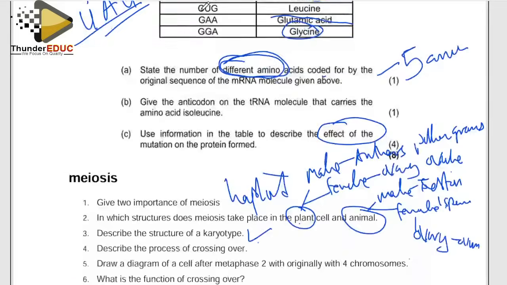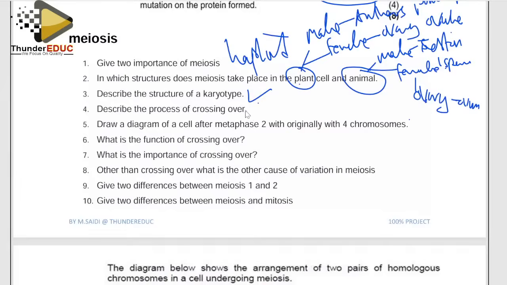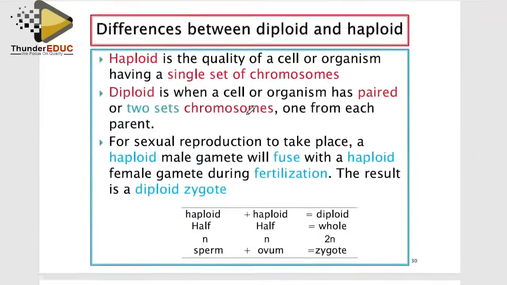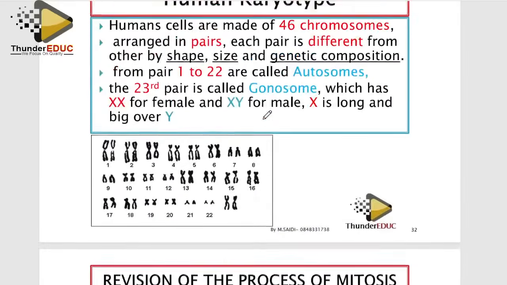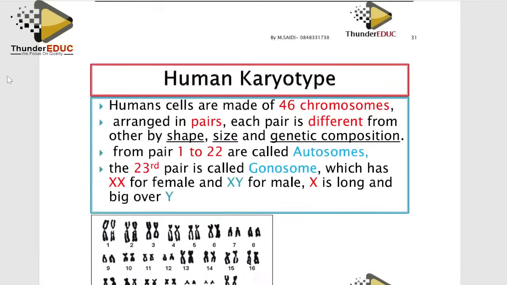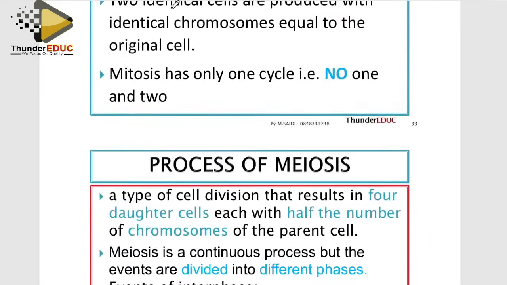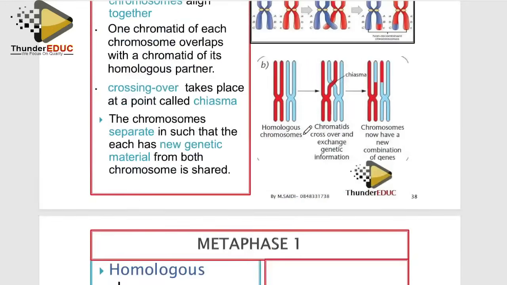So we're done with that question. So we go to the next question. Describe the process of crossing over. If you are looking for the karyotype, this is what they are looking for: human karyotype, 46 chromosomes, arranged in pairs in different sizes, from 1 to 22 autosomes. The 23rd is gonosome, made up of X and Y. That is what you're supposed to explain. Then the question is saying describe the process of crossing over.